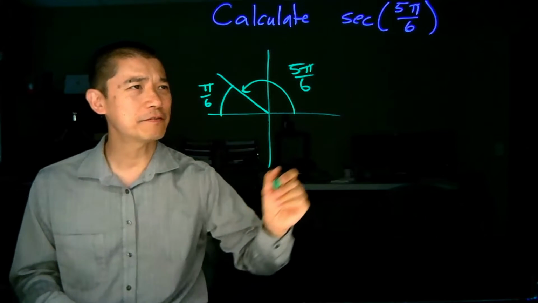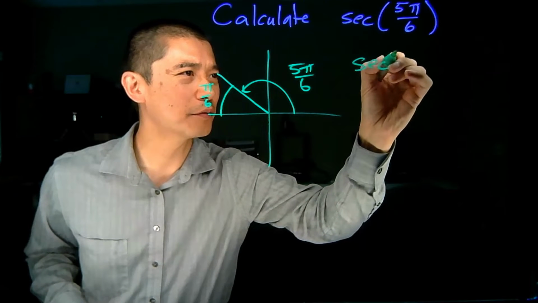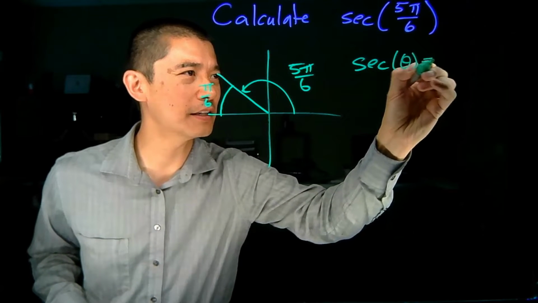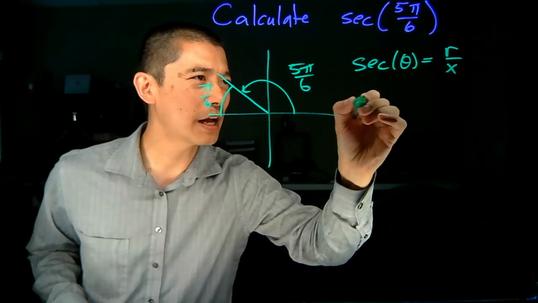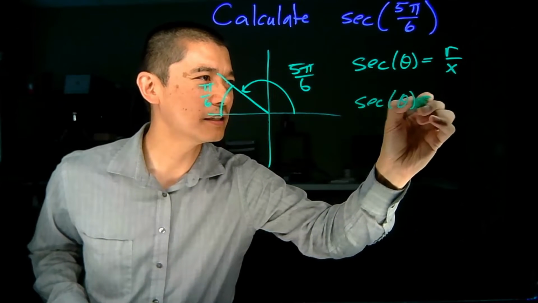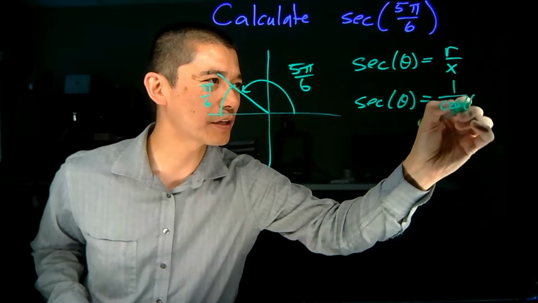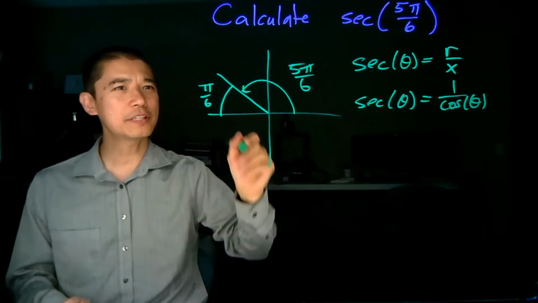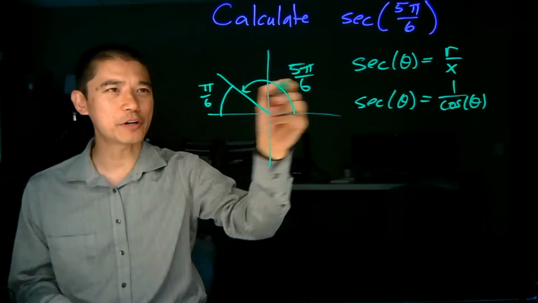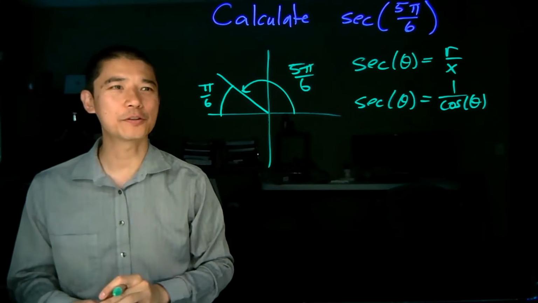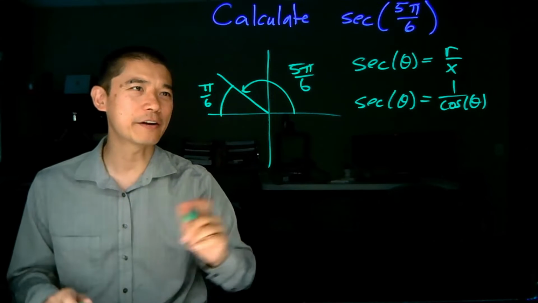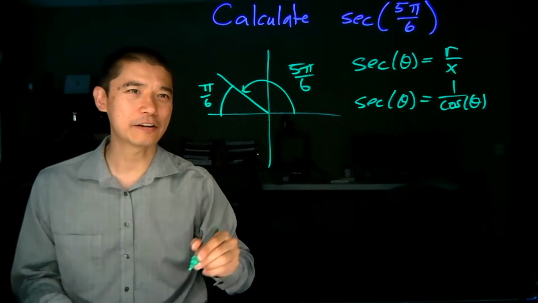Well, for the secant function, we have either the formula, so secant of theta is equal to r over x, or we have secant theta is equal to 1 over cosine of theta. Now, in both of these cases, we still need to figure out where the point on the unit circle is that corresponds to this angle. You can look that up on the unit circle picture or the unit circle diagram, or we can just use reasoning and try to figure it out.